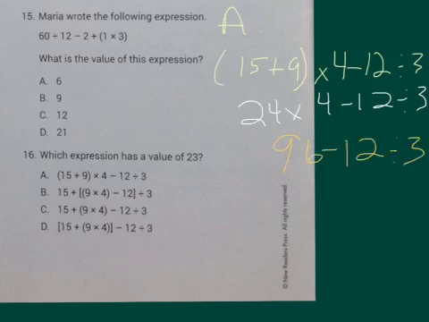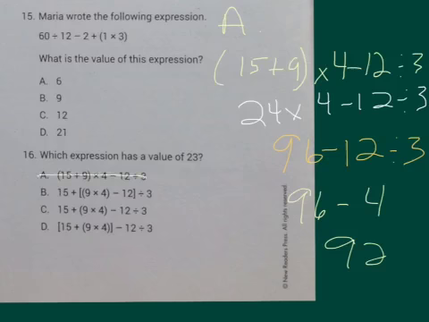So next step is going to be 3. We'll divide into 12. We know that'll go 4 times. So then we're going to have 96 minus 4, and that's going to give us 92, which is not 23. So we know it is not A. So let's go ahead and look at B.